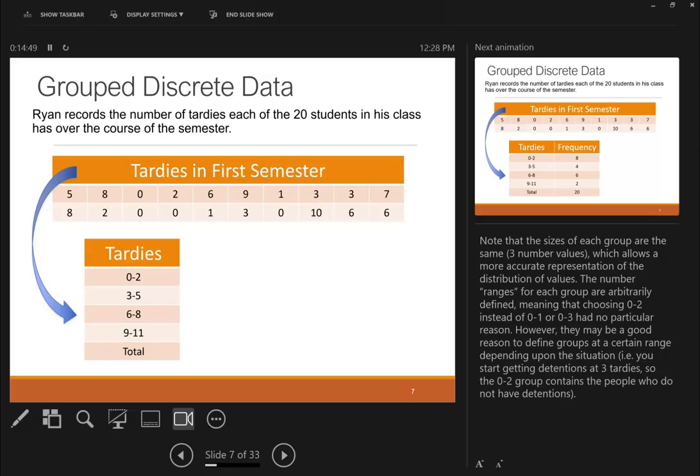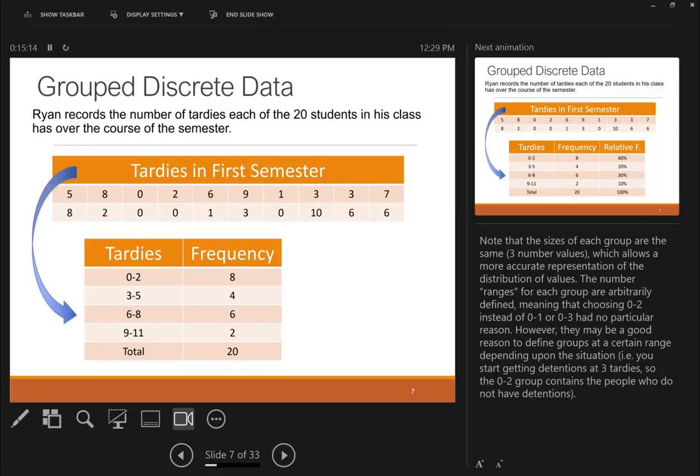Everybody see that? And then we just count up. If I look at 0 to 2, I see 1, 2, 3, 4 zeros. I see 2 ones and 2 twos. So that's 8. I could do the same thing for each of the different groupings. Notice I have different amounts of stuff in each group. Totally fine.